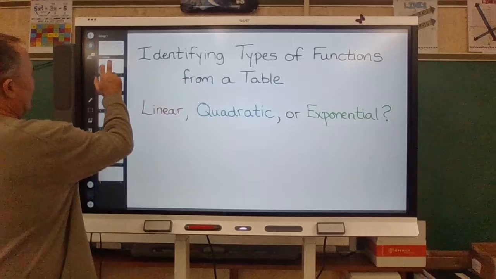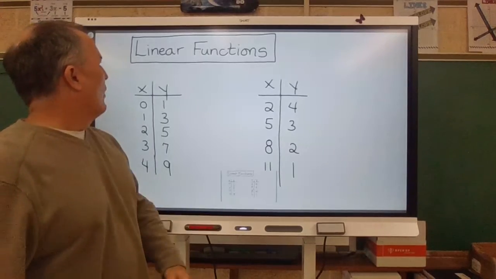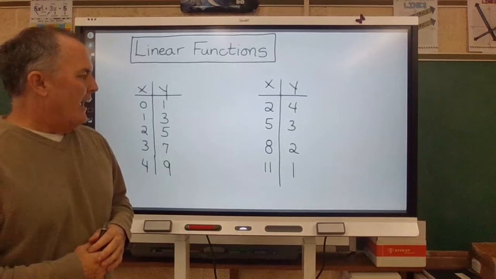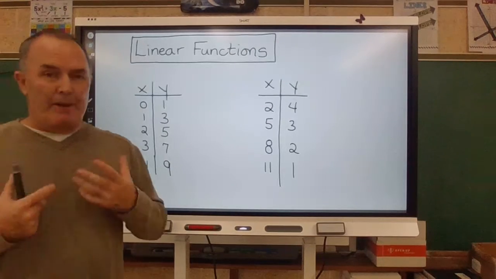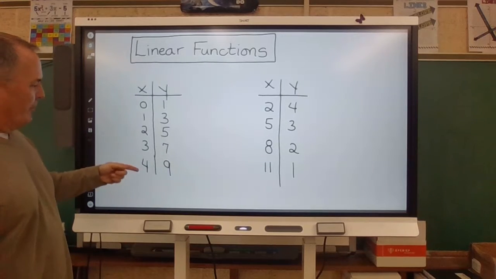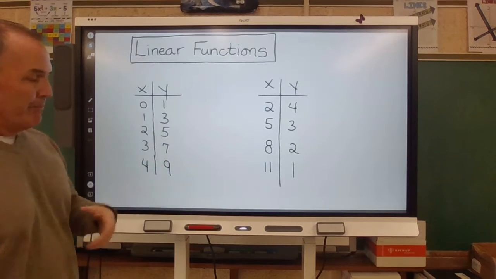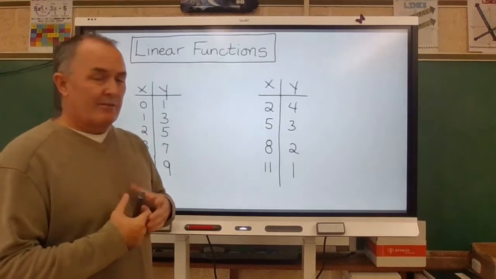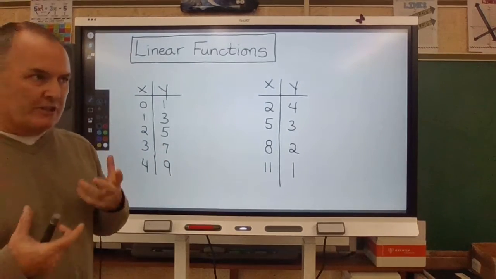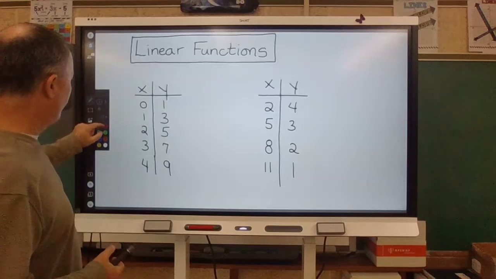So let's lead off with linear functions. And we have a couple examples here. What we're going to do is go through and see what makes it a linear function. So we have a data table. We have all of our inputs and all of our outputs that we've plugged into some equation that's obviously linear. But in this case, we're not given the equation. We're just given the data table.